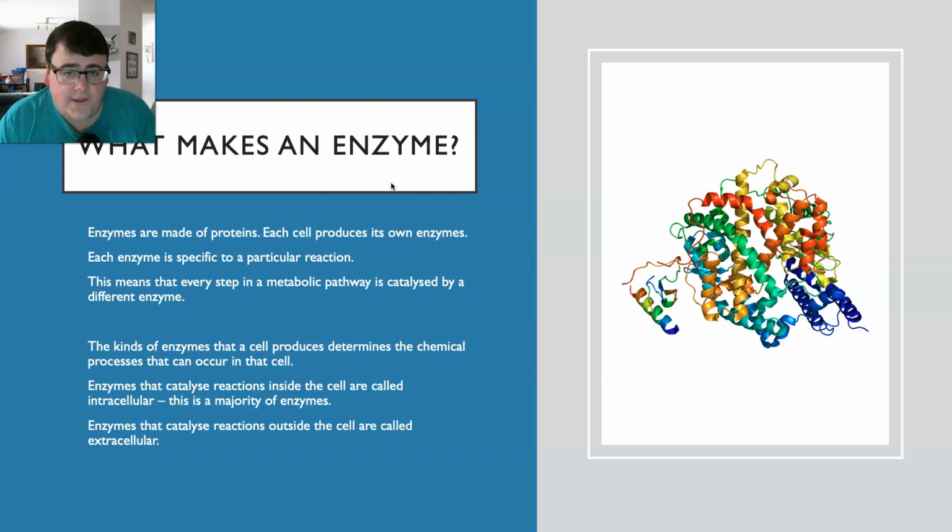This means that if we have a metabolic reaction occurring in multiple different steps, which is how they work, each step will be catalyzed by a different enzyme, because each step will have different products and different reactions. Whatever type of enzymes the cell produces will determine what type of chemical reactions are going to happen inside of that cell. There are 2 different types of enzymes. There are enzymes that catalyze reactions inside the cell, which we call intracellular enzymes. And there are enzymes that speed up reactions outside of the cell, which we call extracellular enzymes.